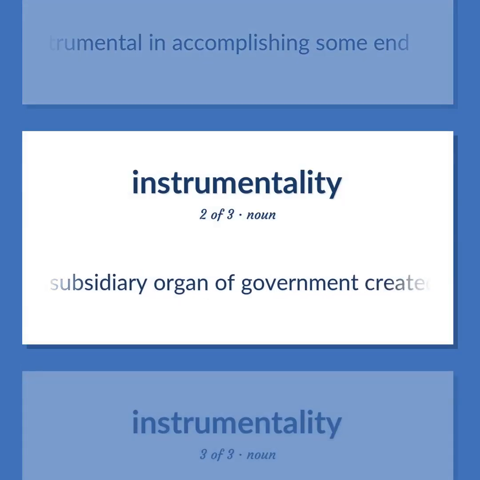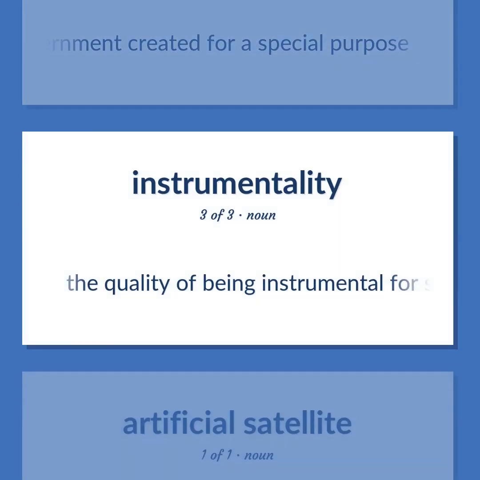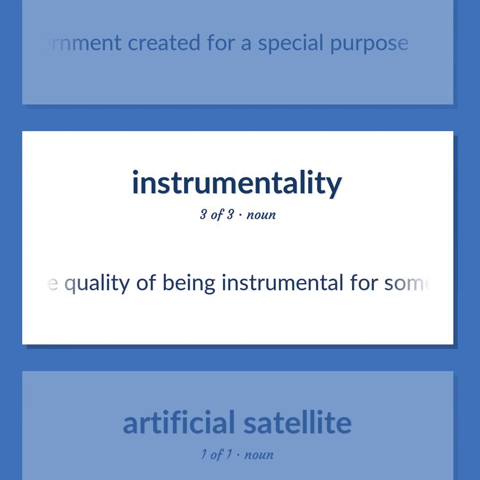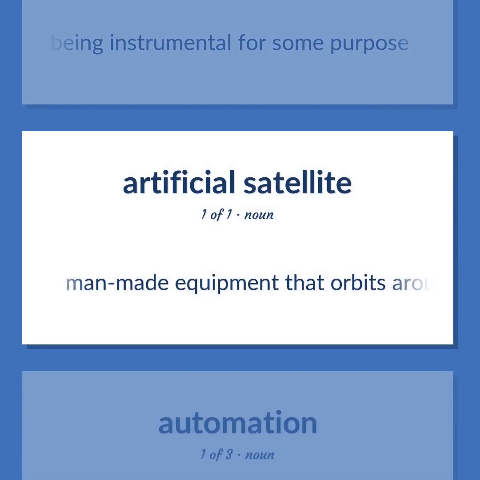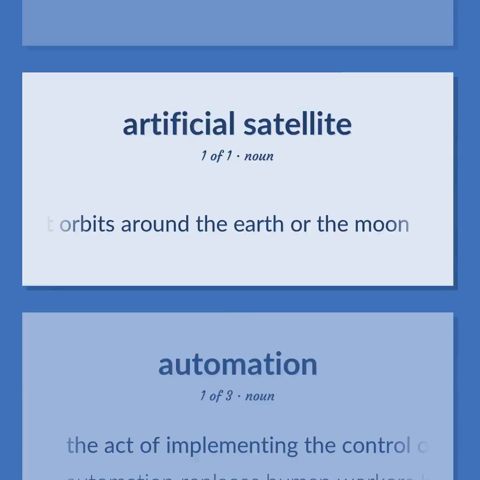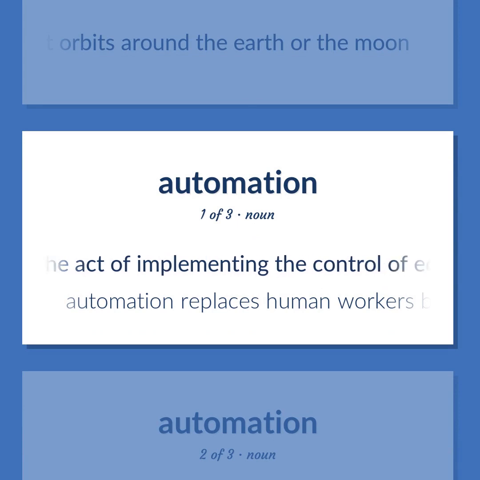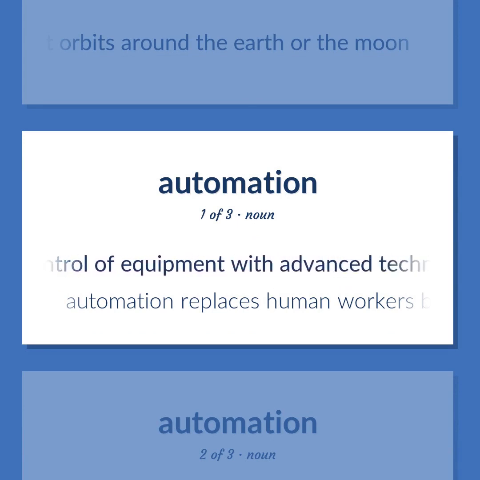A subsidiary organ of government created for a special purpose. The quality of being instrumental for some purpose. Man-made equipment that orbits around the Earth or the Moon. The act of implementing the control of equipment with advanced technology, usually involving electronic hardware.